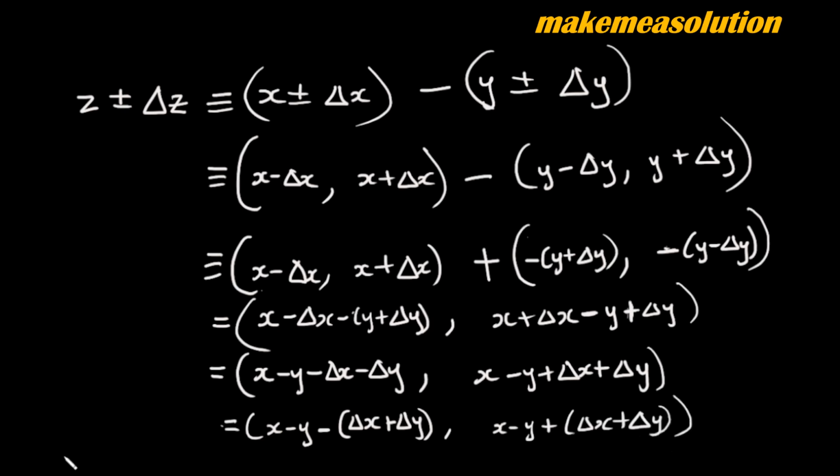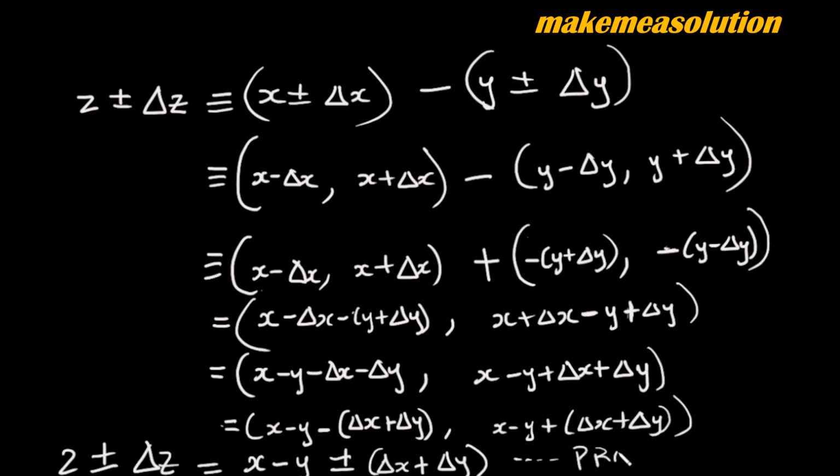And this is your z plus or minus delta z. Of course, if you evaluate this thing carefully, you will discover that this is still the same thing as x minus y plus or minus open brackets delta x plus delta y. So this is the proof. So this is what happens when we subtract ranges of numbers. Okay, when we subtract ranges of numbers, the measured values will subtract, but the absolute value will be added together. So this is the proof, and I just decided to document it for those of you who want to understand why it was actually like this.